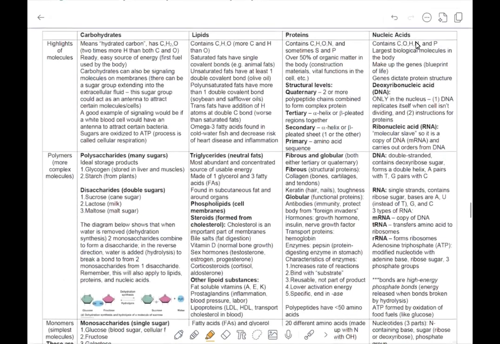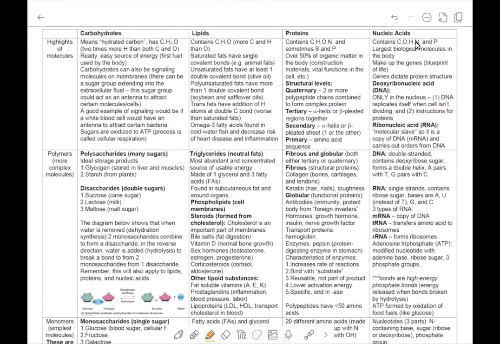So first of all, I've mentioned the organic molecules. There's four of them that you should know: carbohydrates, lipids, proteins, and nucleic acids. This means that they're very large, and they are polymers, or we can call them macromolecules. Macro because there's many individual units that are put together to make up these very large polymers.